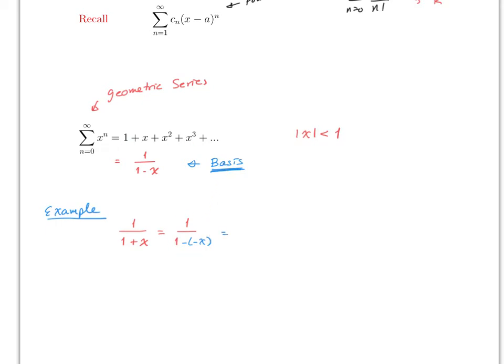So therefore this will be 1 plus negative x plus negative x squared plus negative x cubed and so forth. Now if you write this in series notation, it will be the sum from 0 to infinity of negative x to the n. So you just substitute the x by negative x, and then this you can rewrite like this: the sum of negative 1 to the n times x to the n, n equals 0 to infinity.